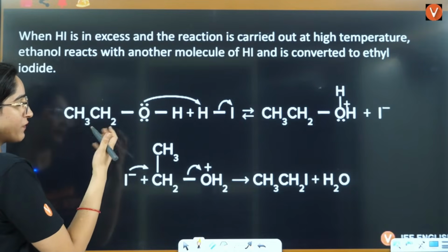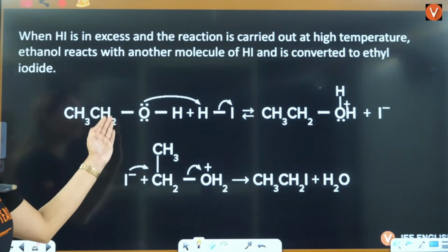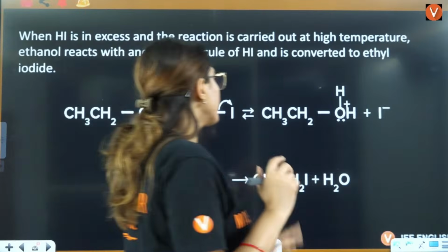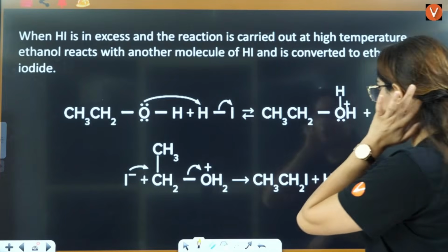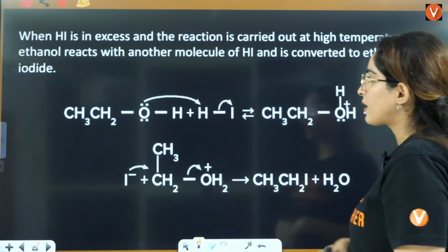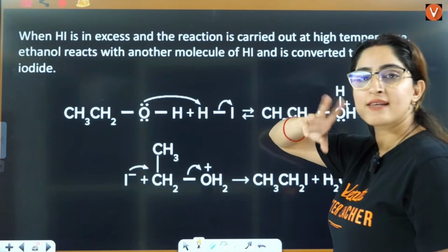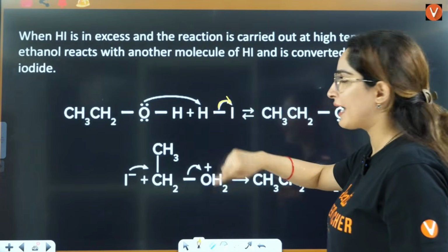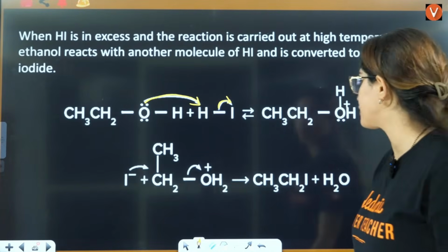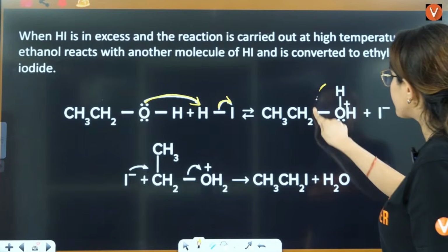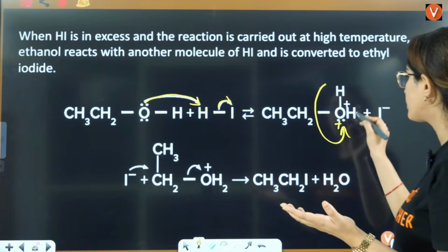If more HI is given, the alcohol that you have already formed here, any alcohol that you have, will further react with HI and form a carbocation. Here, this is the alcohol that was formed in the first step. You have excess of HI here. This I negative will attack this H positive, which is electron deficient, because of these lone pairs. Now we know that this will eventually leave because O positive is very difficult to stabilize.